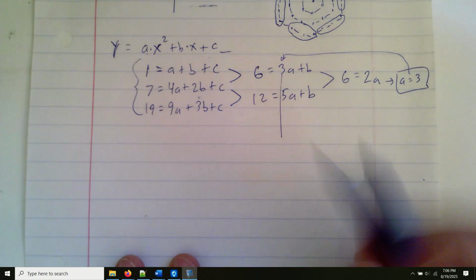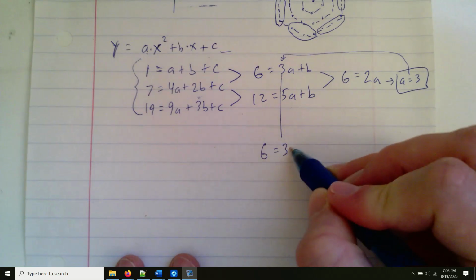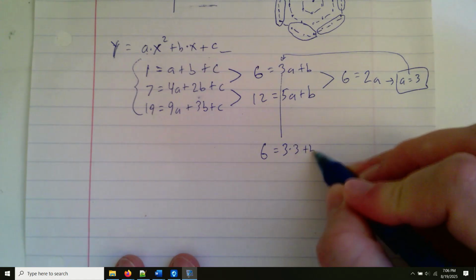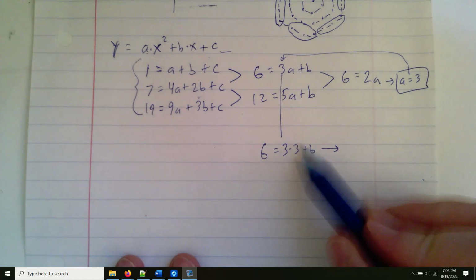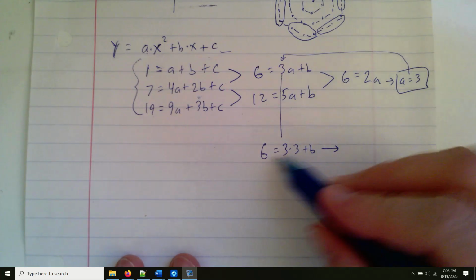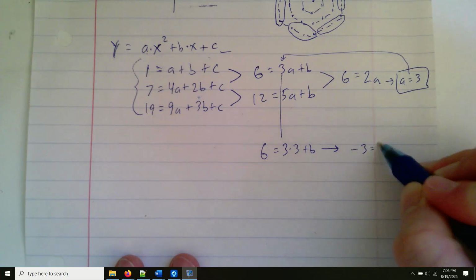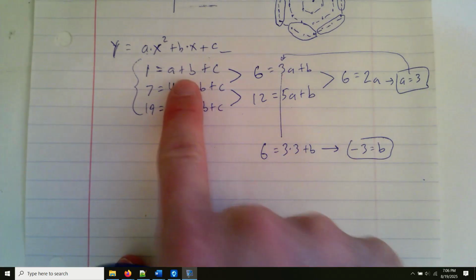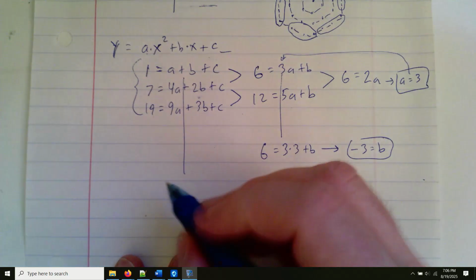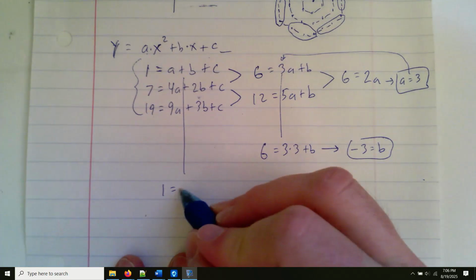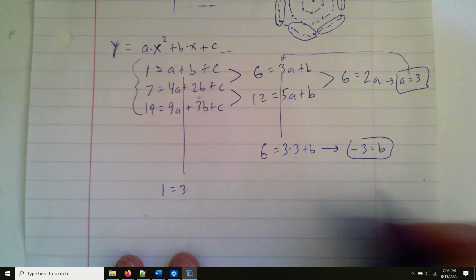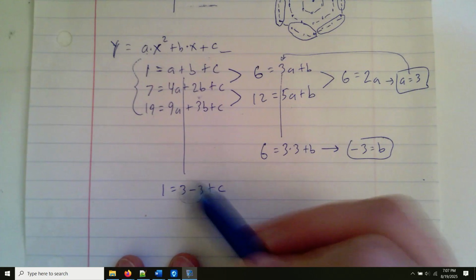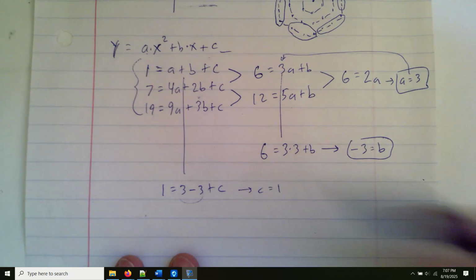So I'm going to take the same equation, 6 equals 3a, except now I'm going to plug in the value that we know for a. So I'll subtract 9 from both sides. So 6 subtract 9 is minus 3. So I know that b is negative 3. So now I'll plug both of those into the original equation. So the original equation was 1 equals a, which is 3, plus b, which is negative 3, plus c, which I don't know. But 3 minus 3 becomes 0, so that gives me that c equals 1.